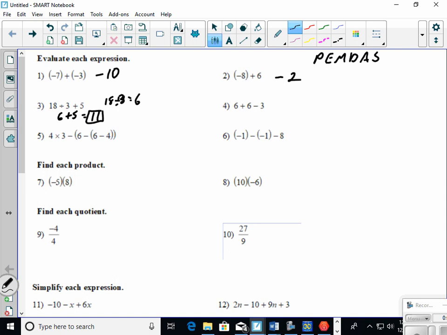Number 4, we've got 6 plus 6 minus 3. So it's just addition and subtraction, and we go from left to right. 6 plus 6 is 12, minus 3 equals 9.